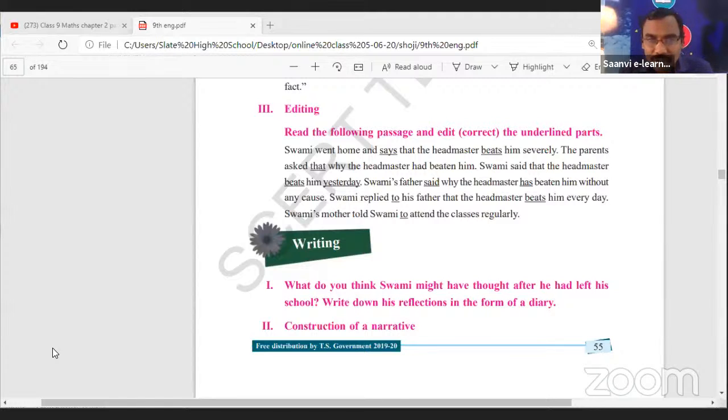Okay, next sentence. Swami's father said, why the headmaster has beaten him without any cause. Swami's father asked why the headmaster had beaten him without any cause. So, said should be changed into asked, has should be changed into had. Swami's father asked why the headmaster had beaten him without any cause.